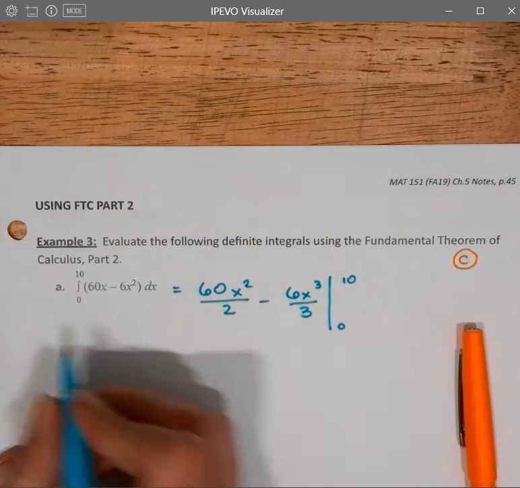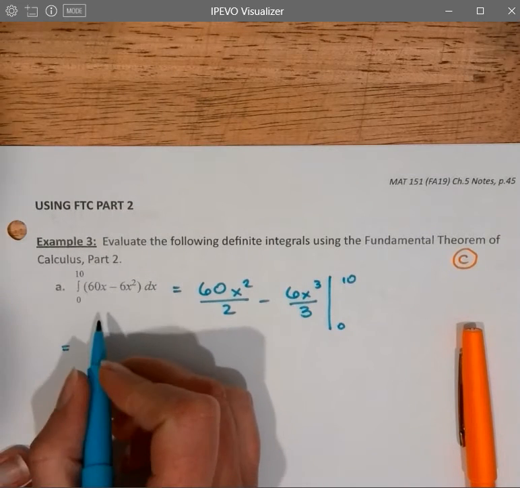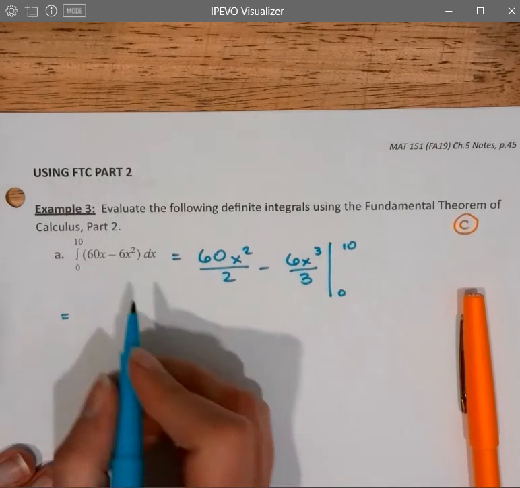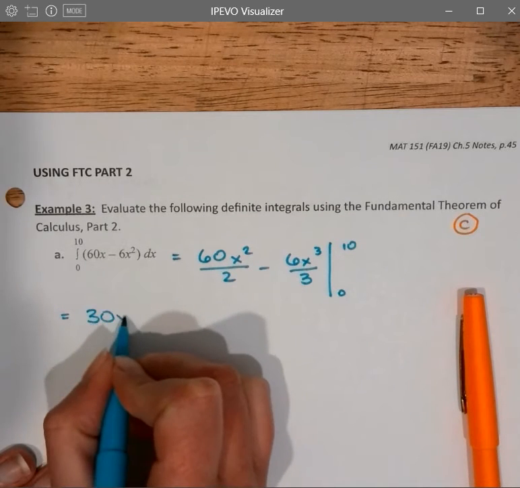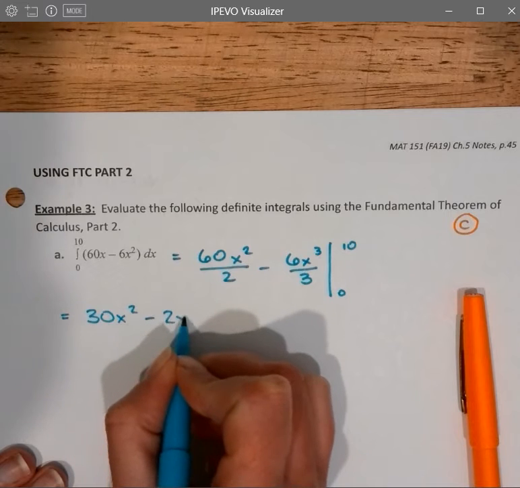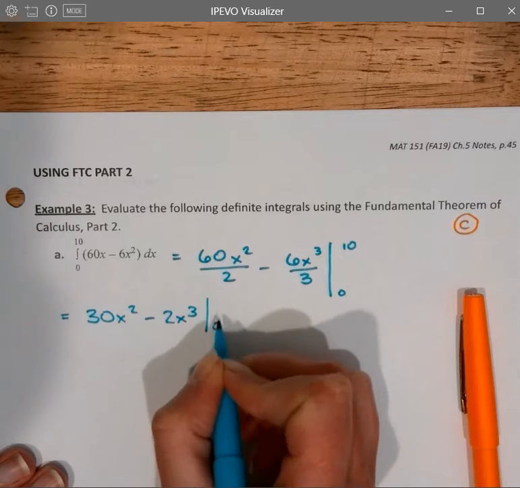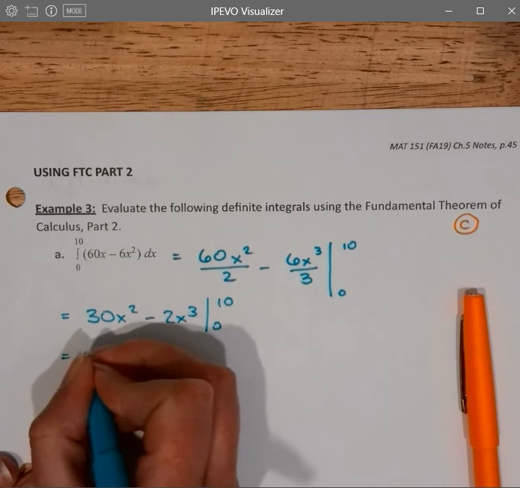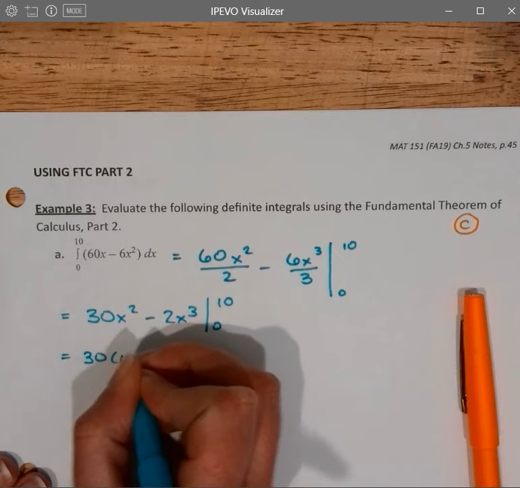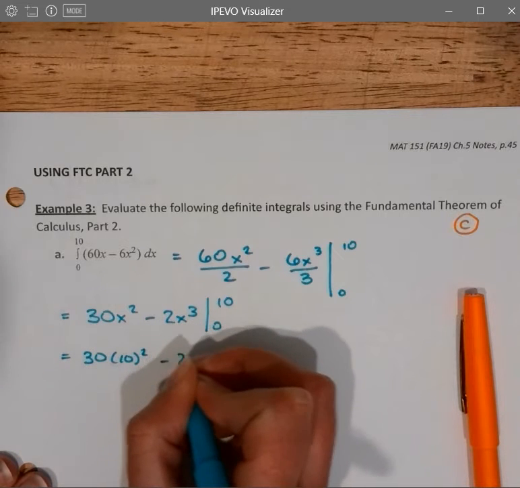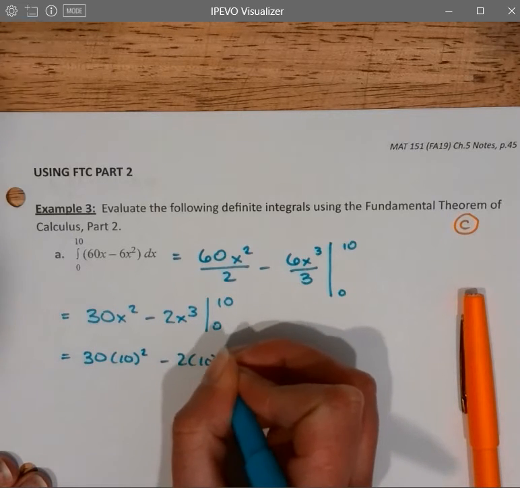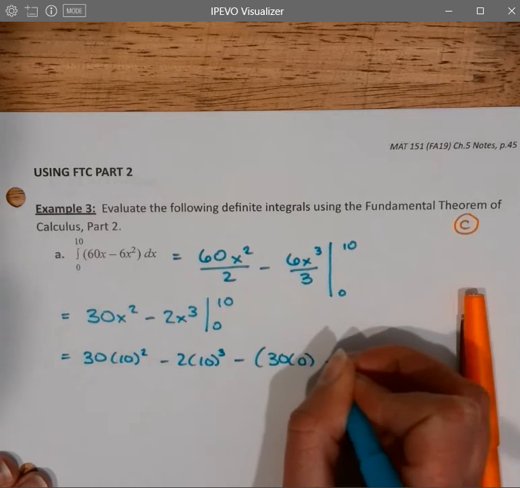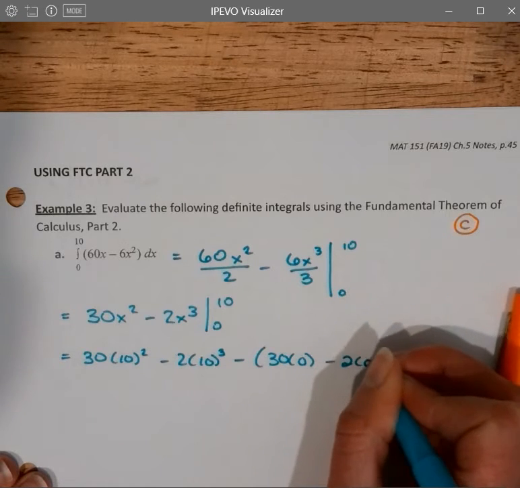So the next thing to do, though, is to plug in those upper bounds minus those lower bounds. Or actually just get that reduced, because I have divided by 2's everywhere when you could reduce that. So we're going to have 30x squared minus 2x cubed evaluated between 0 and 10. And so now we'll start plugging things in. So we've got our 30 times upper bound 10 squared minus 2 times upper bound 10 cubed minus 30 times 0 minus 2 times 0.